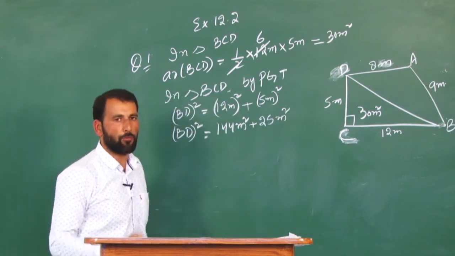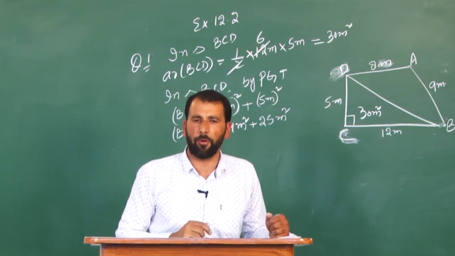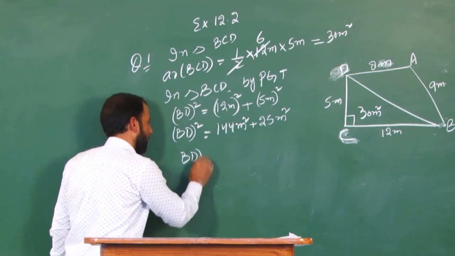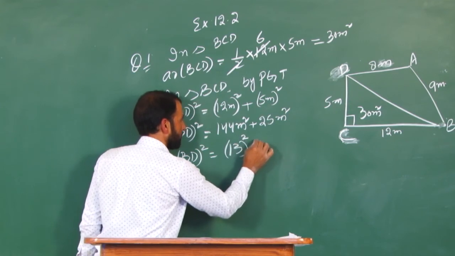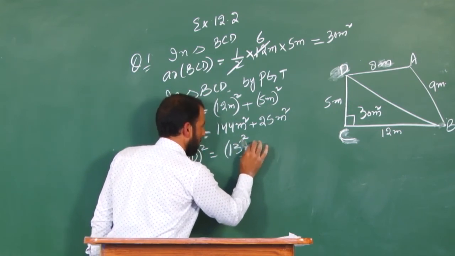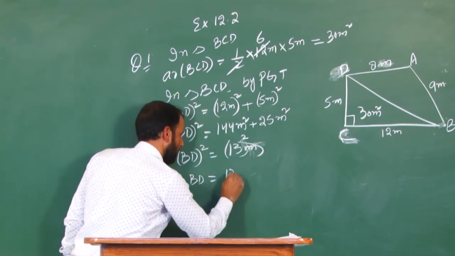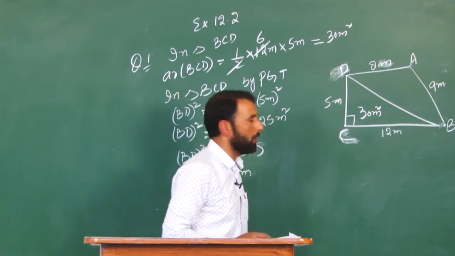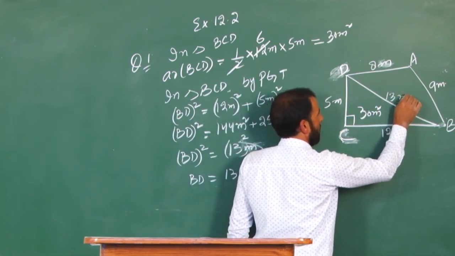Then after adding 144 to 25, we get 169. What is the perfect square root of 169? It is 13. So BD square is equal to 13 square, that is 13 meter square. Then what is BD? BD is equal to 13 meter. Now BD is the side of triangle BAD, that means BD is equal to 13 meter.